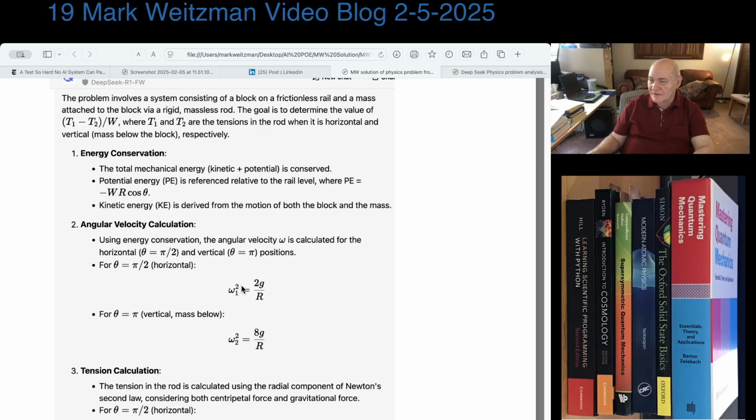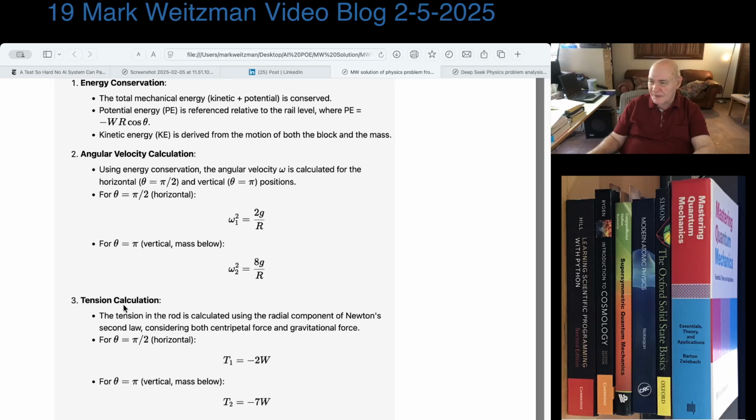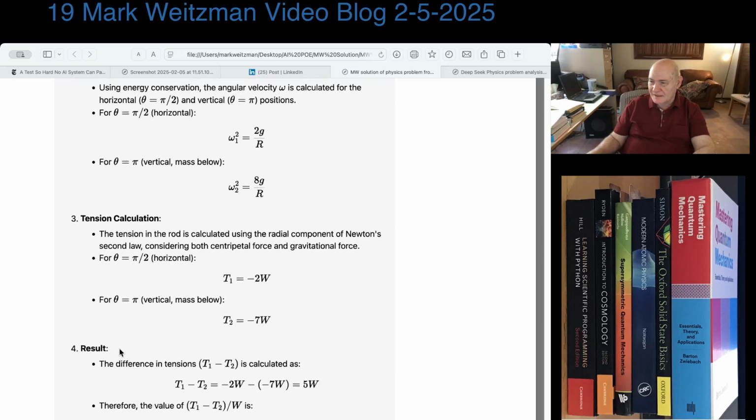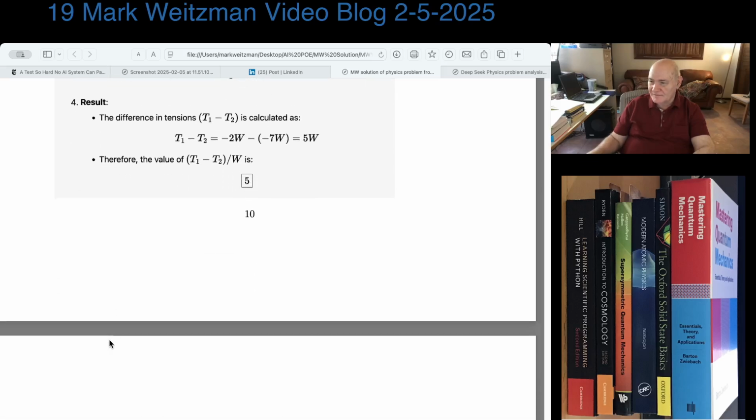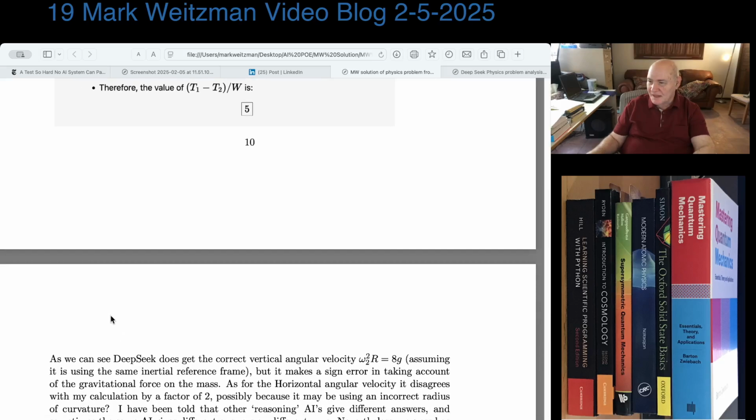The angular acceleration squared, this equation on the side is just off by a factor of 2. And I think it used the wrong radius of curvature here or something like that, but I'm not sure. So I get minus W for that. So it ends up getting 5. So I don't believe it.